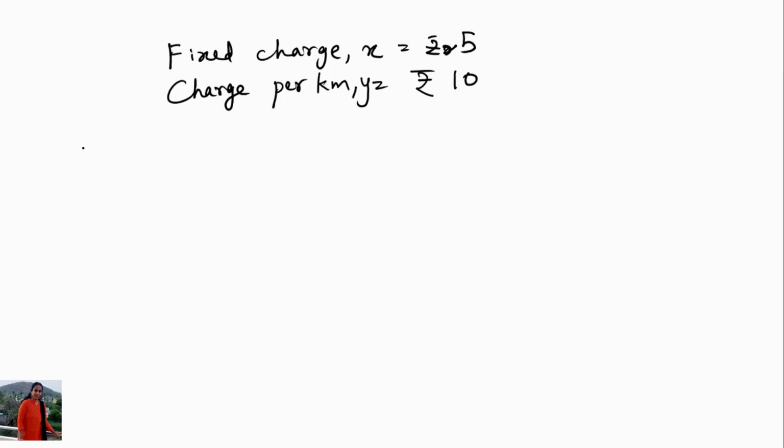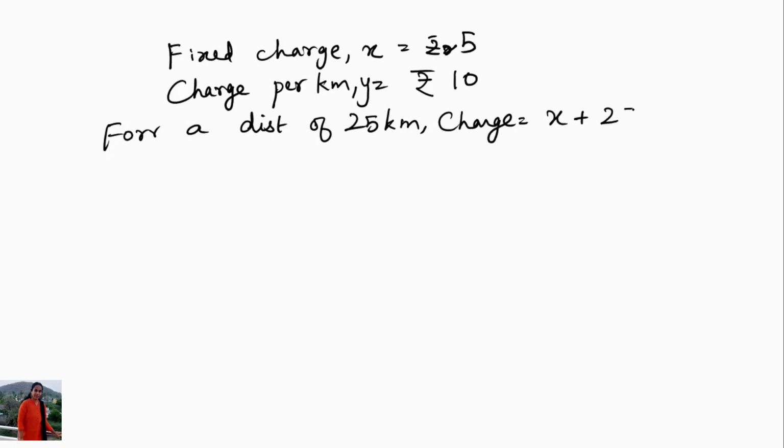So what they gave: how much does a person have to pay for traveling a distance of 25 kilometers? So instead of Y, it is 25. So for a distance of 25 kilometers, charge is equal to x plus 25y, fixed charge plus kilometer charge into kilometers.